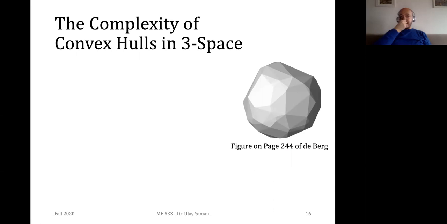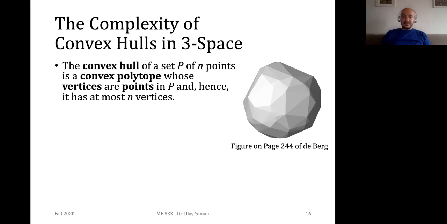Now let me briefly talk about the 3D convex hulls. Again, the idea is the same, just a 3D version of it, but the algorithm is a bit different. You can see an example here, a convex polytope. Again, we have points, this time not in 2D, but we have n number of points in 3D. And again, the idea is the same. Your convex polytope should cover all these points around, and it shouldn't have any concave regions. All the parts, all the regions should be convex.